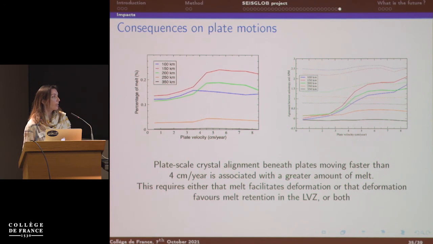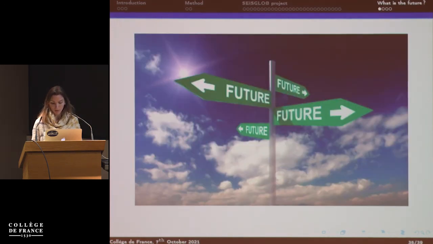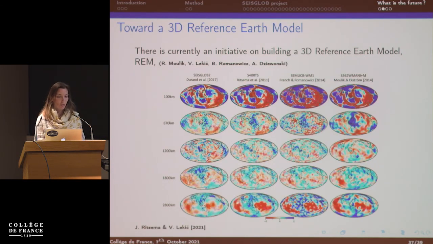So the question is, does the melt facilitate deformation so that you have this alignment, or is it the inverse, does the deformation favor the retention of melt, or is it a combination of the two? Maybe that's a question that geodynamic modeling can answer. These are the results I wanted to show, but I also wanted to talk about some perspectives.